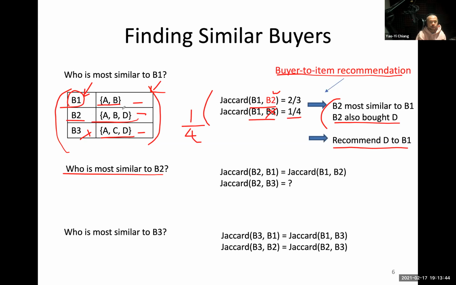Then we look at this purchasing history. We say, oh, B1 has not purchased D yet, so let's just recommend this to B1, okay? And we can do the same thing if you have large data sets. So there's some question, let me see.